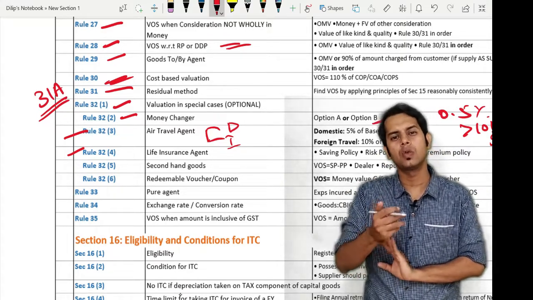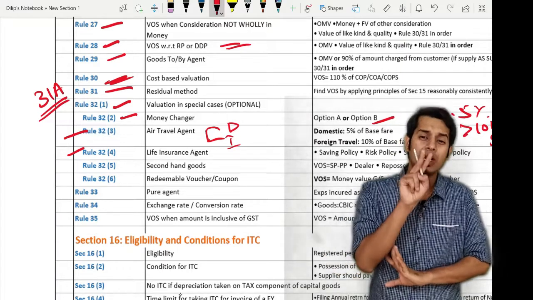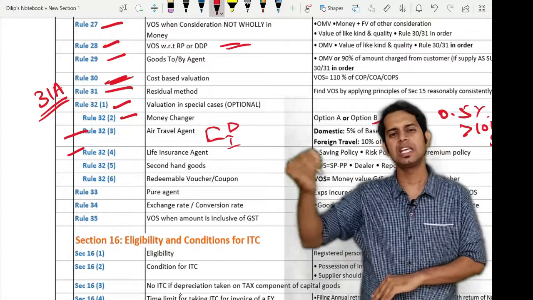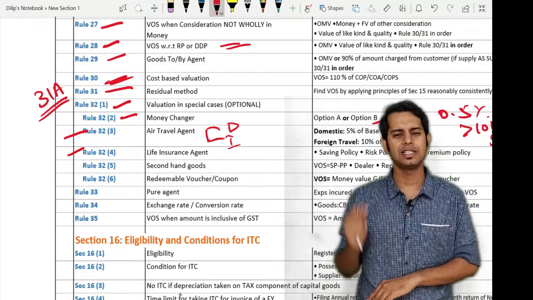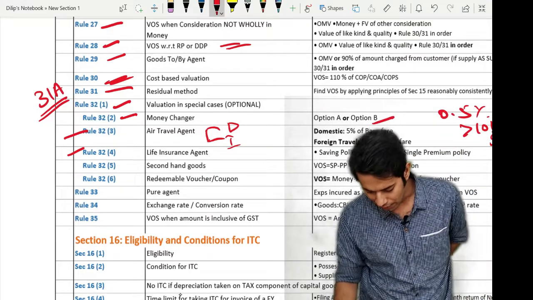If the amount allocated towards investment is not intimated to you, value of supply will be 25% of gross premium charged for the first year, and for the subsequent years it will be 12.5% of gross premium charged. Then if it is a single premium policy, then 10% of gross premium charged will be value of supply.